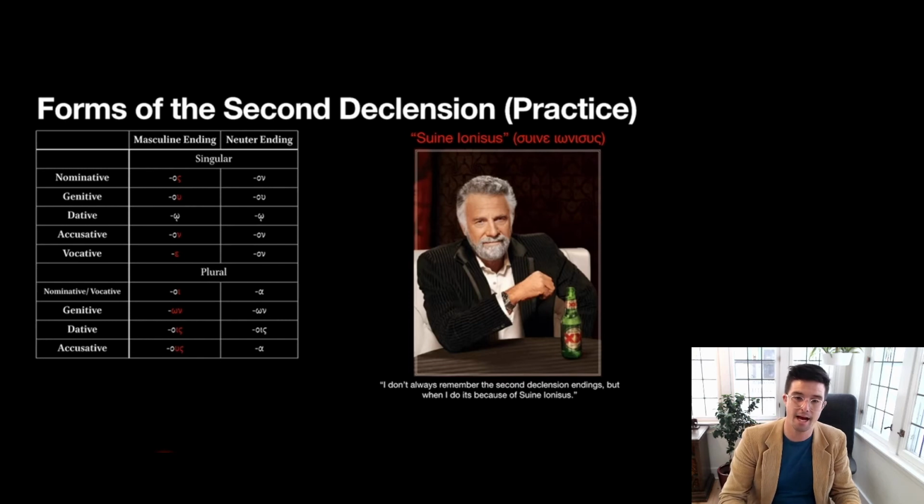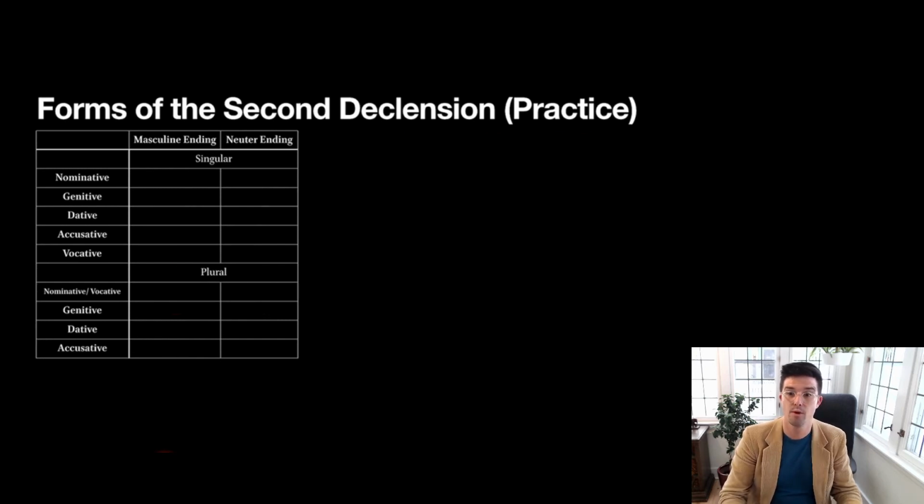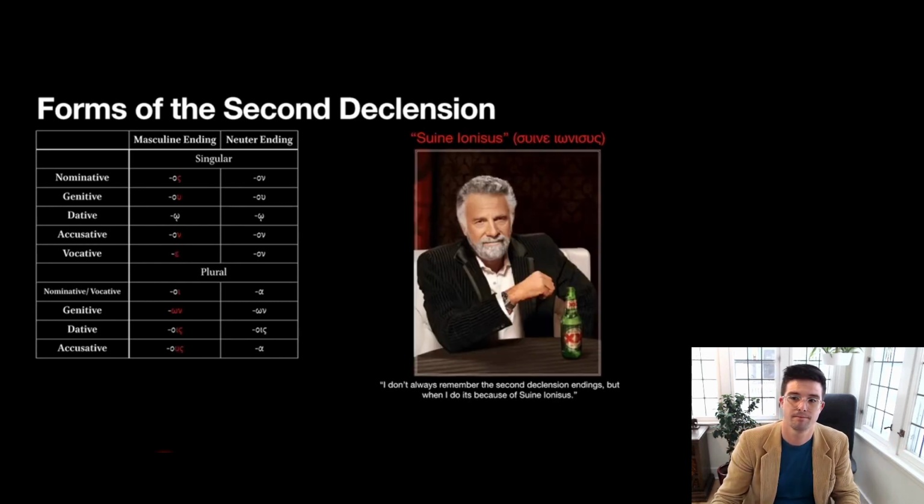And the last time we're going to do this, we're going to do it without our image of our friend. So see if you can fill in the blanks without the image of our suave friend. And once more, here are the endings of the second declension in the masculine and in the neuter.